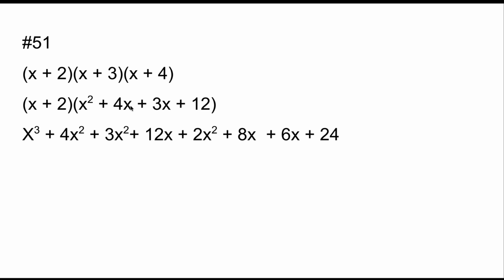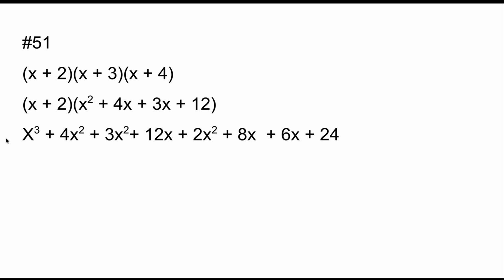X times 4x, which is 4x squared. X times 3x, which is 3x squared. X times 12, 12x. Then 2 times x squared, 2x squared. 2 times 4x, 8x. 2 times 3x, 6x. 2 times 12, 24. Now we have some combining to do.